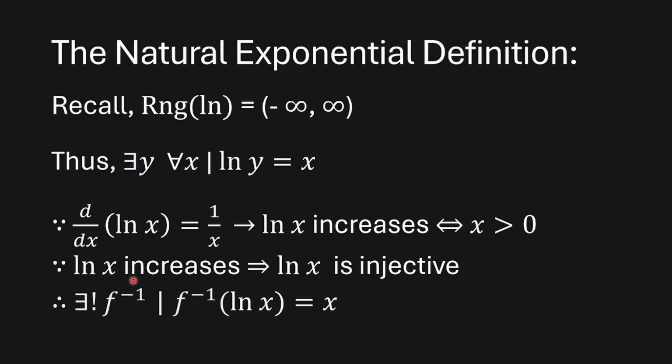And now since ln x increases, ln x is injective, because all functions that are purely increasing are one-to-one functions. Now we can conclude that since ln x is injective, there exists a unique inverse function, such that the inverse function of ln x equals x.